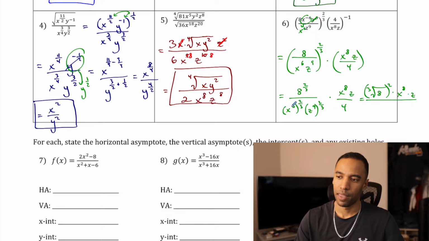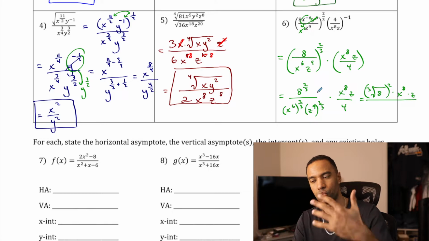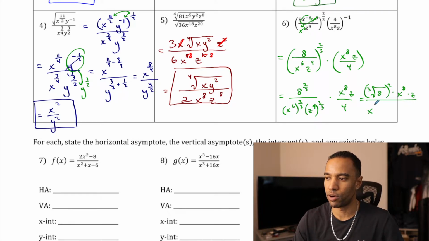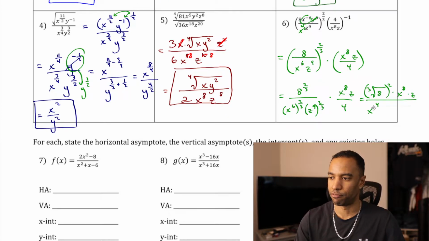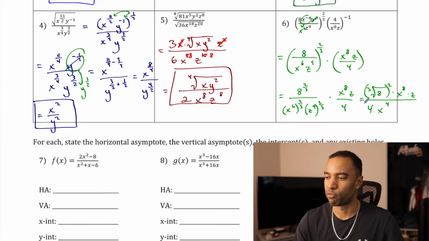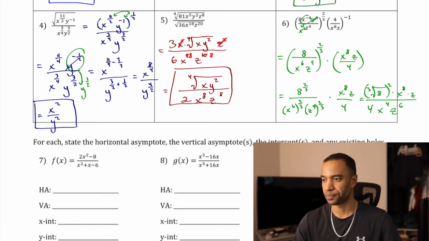On bottom, x to the 6th to 2/3, we do 6 times 2/3. 6 times 2 is 12. 12 divided by 3 is 4. 2/3 of 6 is 4. You get x to the 4th power. Oh, by the way, there's a 4. Let me write the 4 first here. That 4 right here. So we got a 4 there. Times x to the 4th times, and 2/3 of 9 is what you're doing there. 9 times 2 divided by 3 is 6. So you get z to the 6th power.